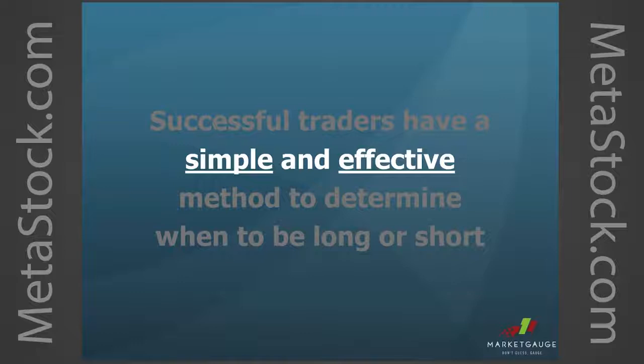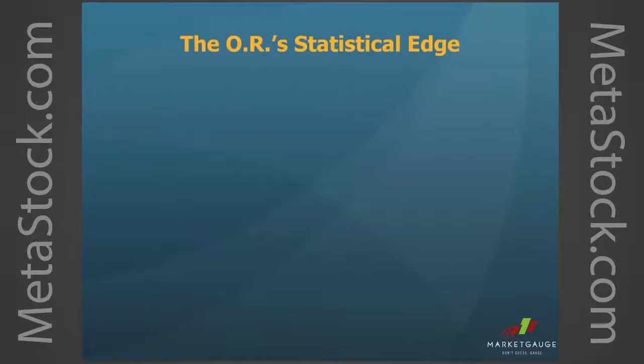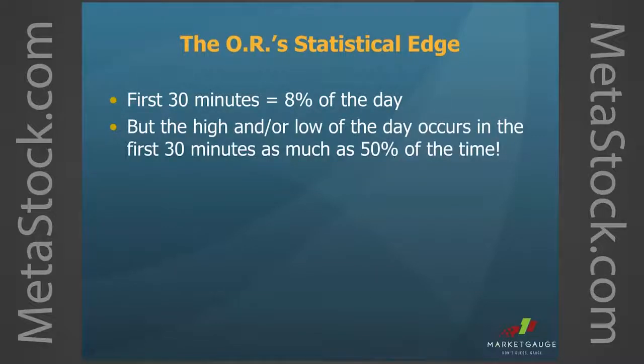So let's focus on simple and effective. I'm going to start with the effective. The opening range has two different time frames, but the most important one to learn to get started is the 30-minute opening range, which means the first 30 minutes of the trading day. That represents 8% of the trading day in terms of time. However, the high or the low of the day occurs 50% of the time in that first 30 minutes. Understanding this and how to use this information gives you a huge statistical edge. Think about it.